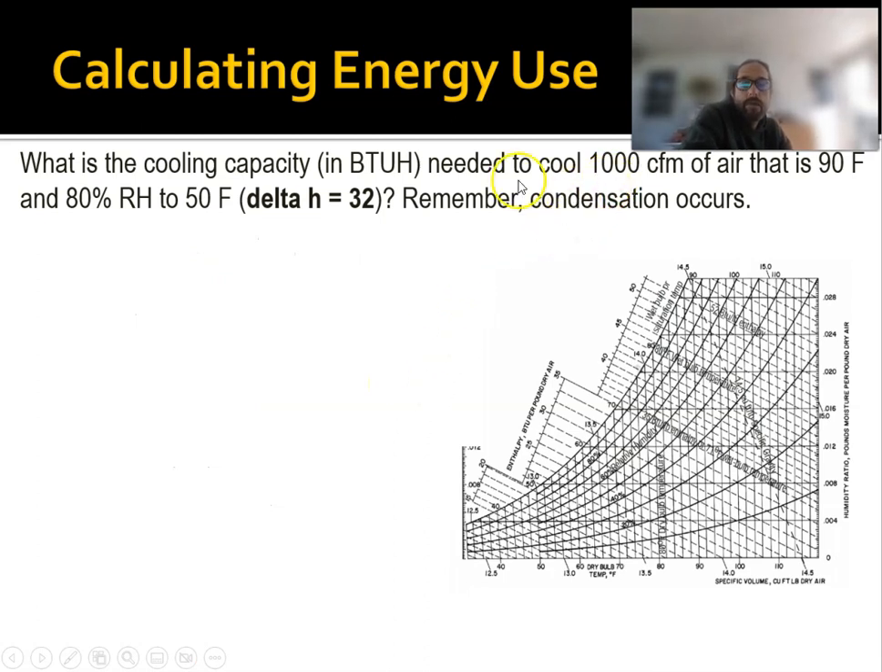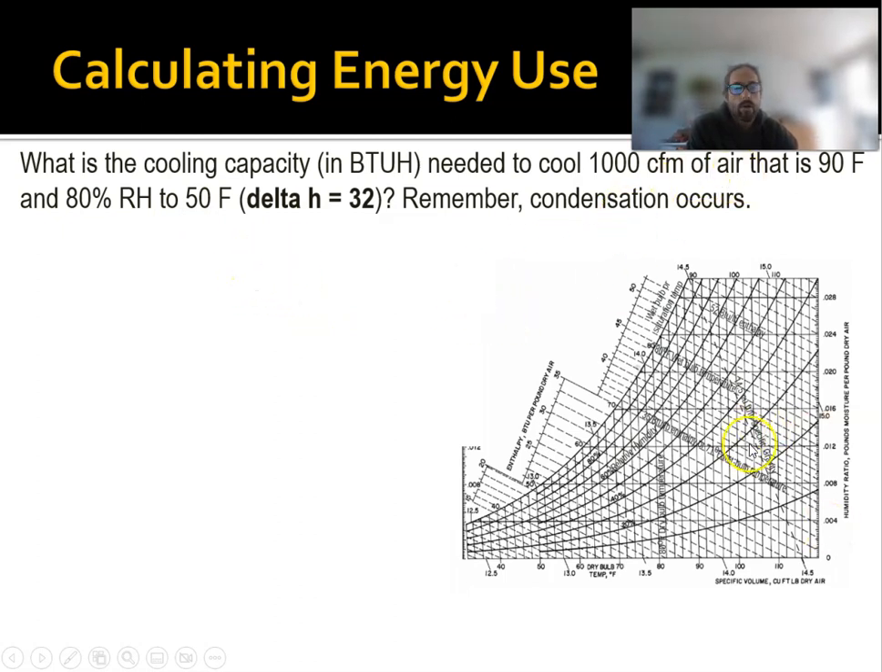So if we have the same air, it's 1,000 CFM, now it's 90 degrees Fahrenheit, so like a hot, humid day, 90 degrees dry bulb, 80% relative humidity, okay? And we want to drop that down to 50. So this is pretty typical in an air conditioning unit. We're going to drop it down to like 50, 55, okay?